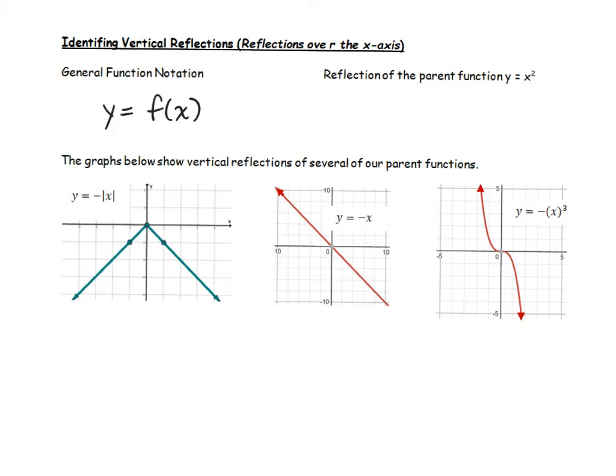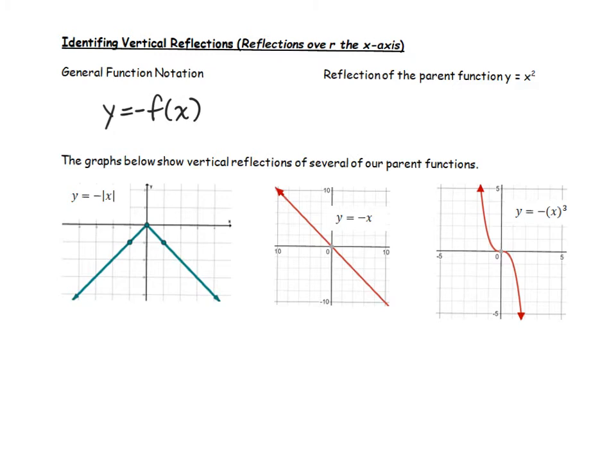If I want this function to be reflected over the x-axis, that just means that all of the y values are reflected. If they were above the x-axis, they would be below. If they were below, they'd be above. So it means all of our outputs are opposite. So f of x represents an output. To flip it over the x-axis, I just put a negative in front of it. So that's the general notation.